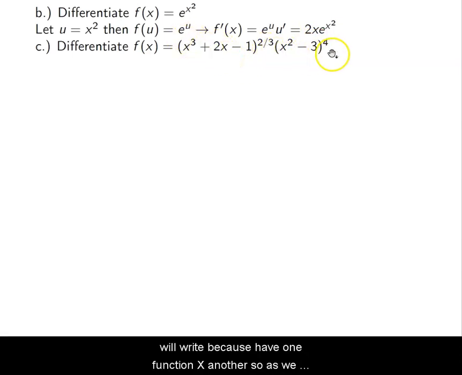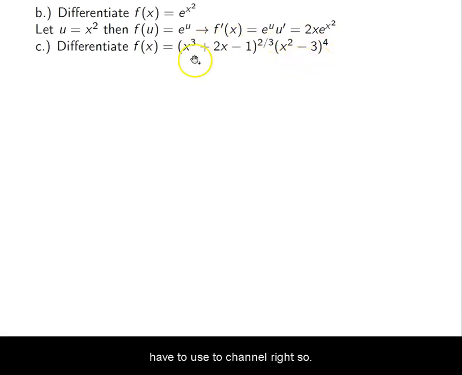Because we have one function times another, as we are using the product rule, we will be using the chain rule, okay? Because as I differentiate this first function, I have to use the chain rule. And as I differentiate the second function, I also have to use the chain rule, right?